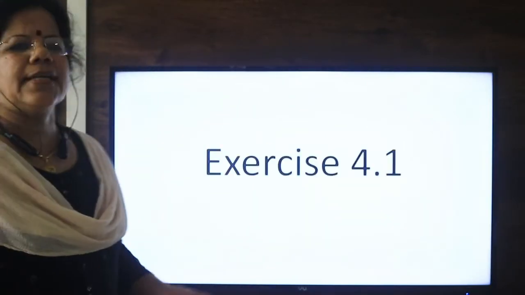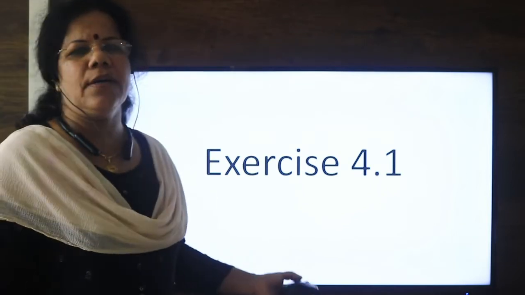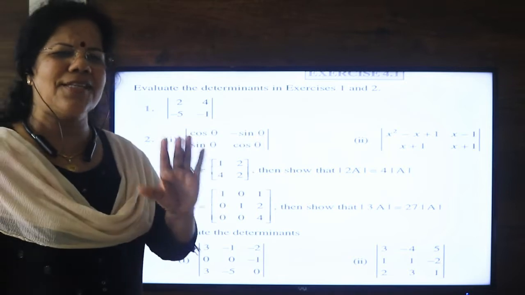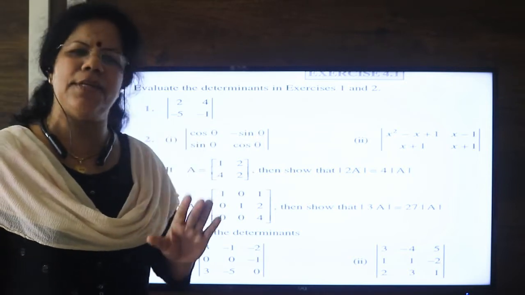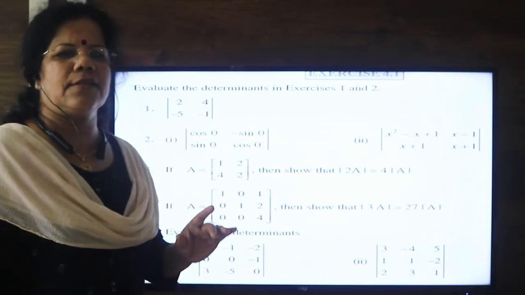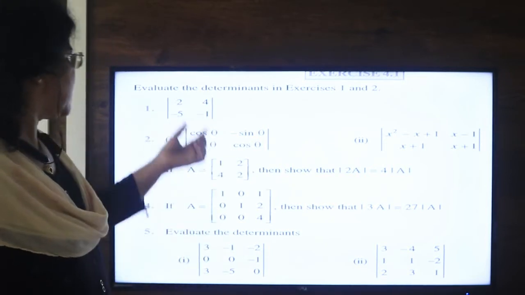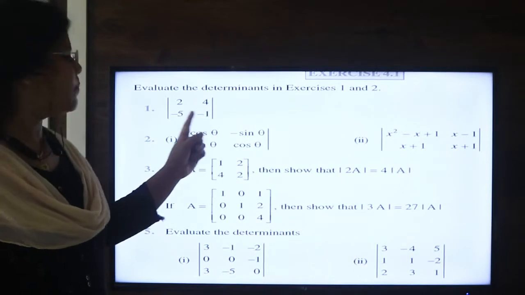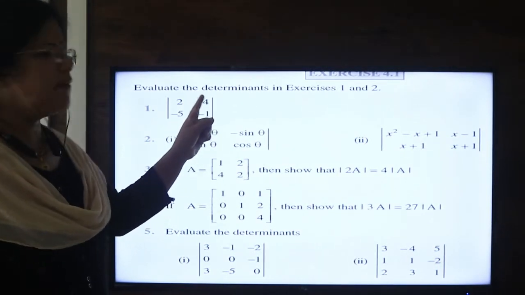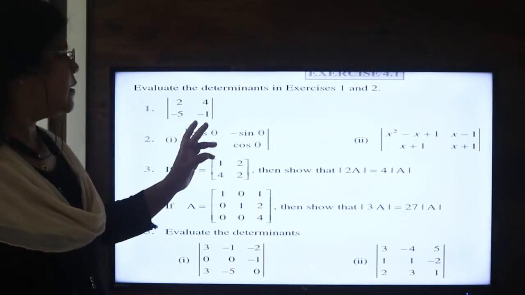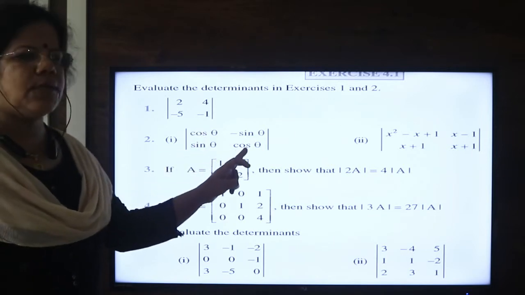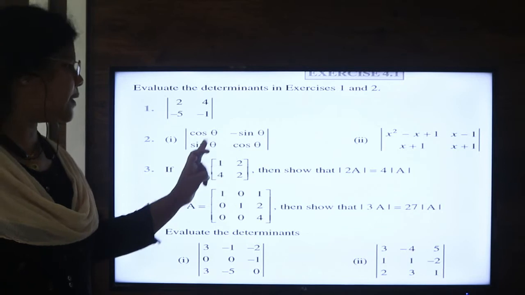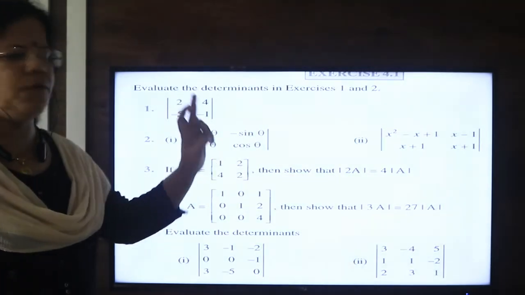Now next is exercise 4.1. Let us have a glance through the problems, because the concept is very simple for 2 by 2 and 3 by 3 determinants. So just hang on. Here the first one, evaluate the determinant. 2 into negative 1 minus 2 plus 20, which is equal to 18. Here the second one, cos theta into cos theta, cos square theta. Here the minus is already there. So cos square theta plus sin square theta, which is equal to 1.